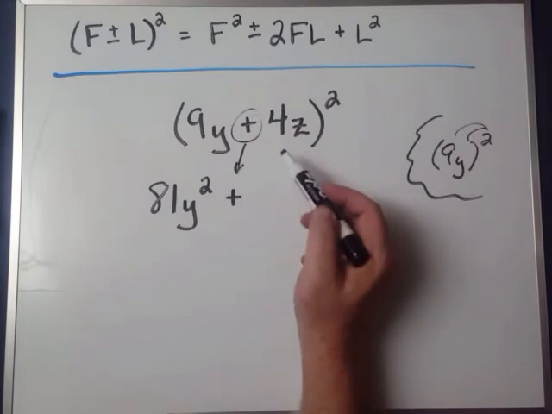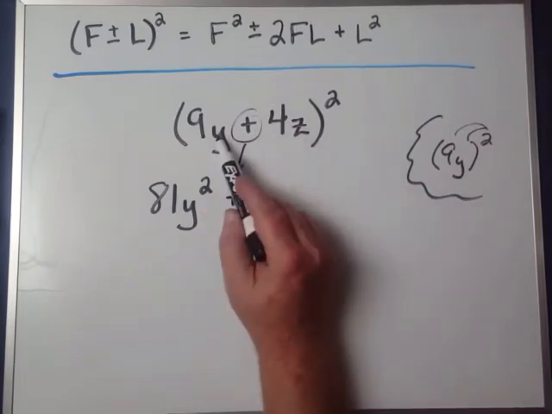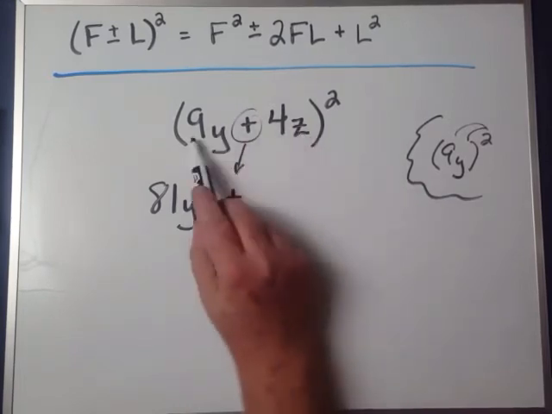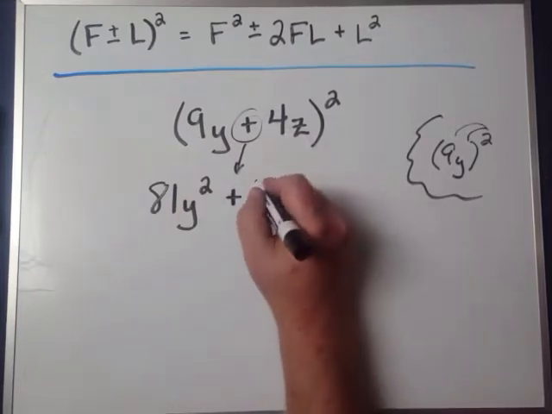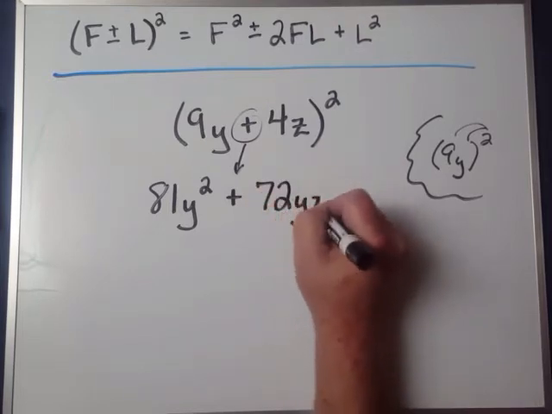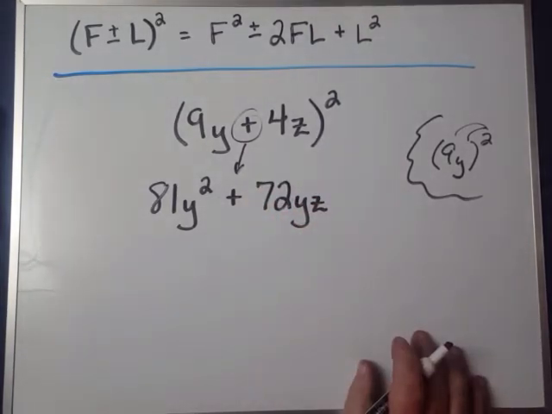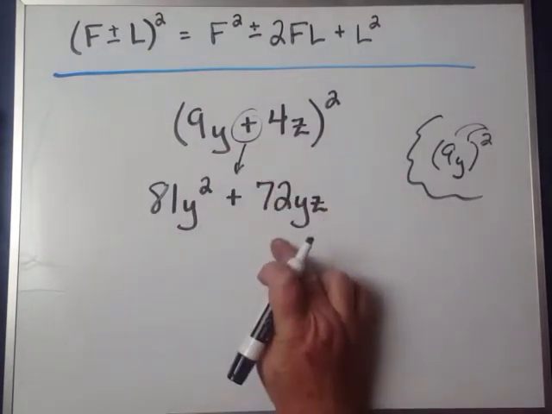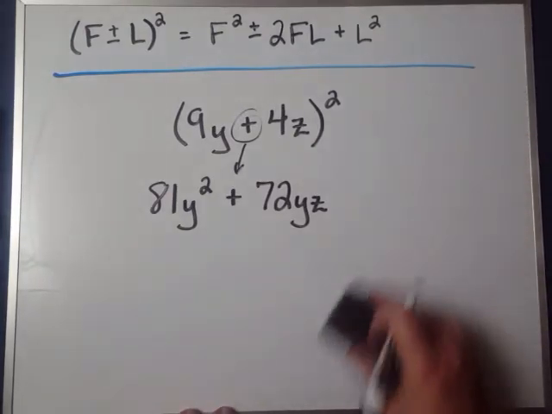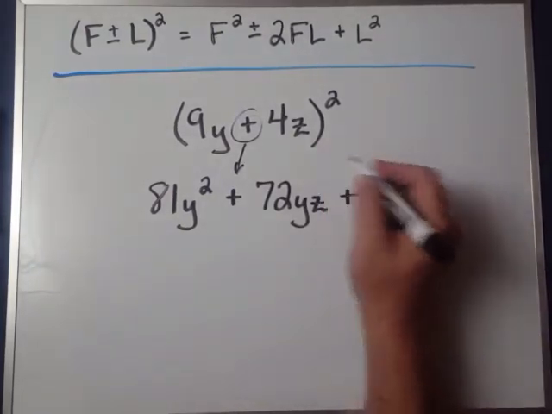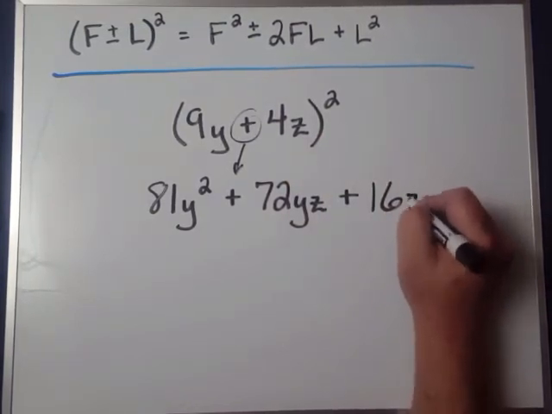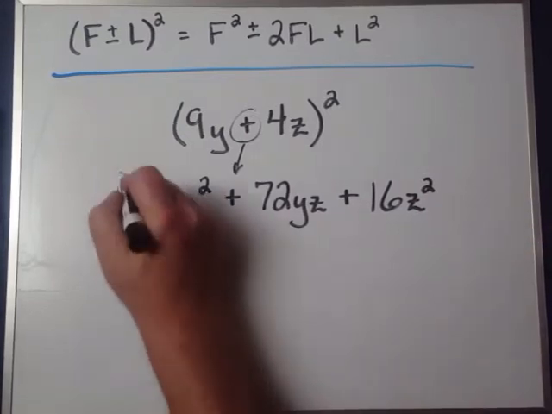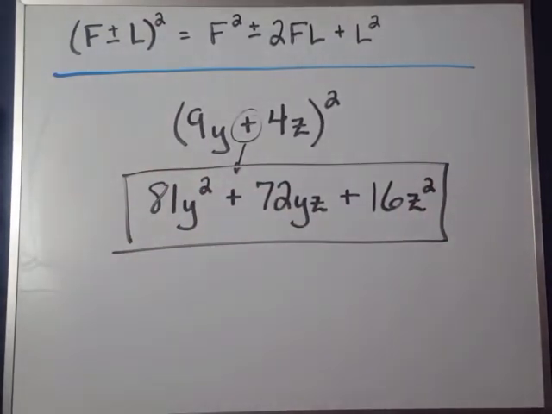And now double the first times the last. 9y times 4z, 36yz. Doubled is 72yz. First times the last is 36yz. Doubled is 72yz. And always plus the last squared. You square 4z, you square the 4 to get 16, square the z to get z squared. Boom, there's our answer. We're done.